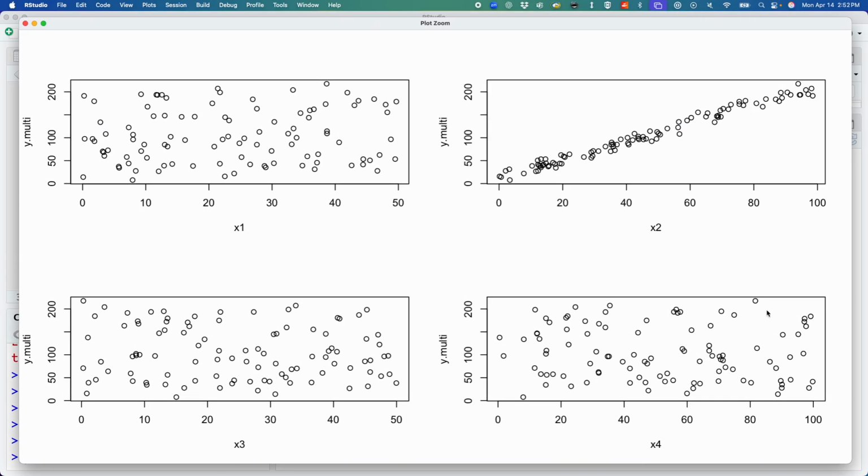Okay, so this is a word of caution about visual inspections of correlation between data. What would we say about the relationship between x1 and y by looking at these plots?